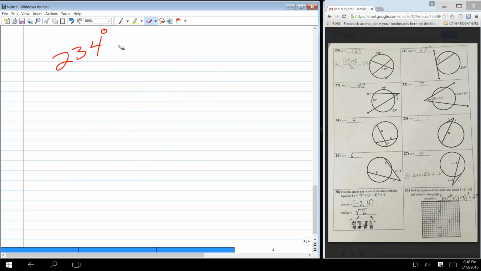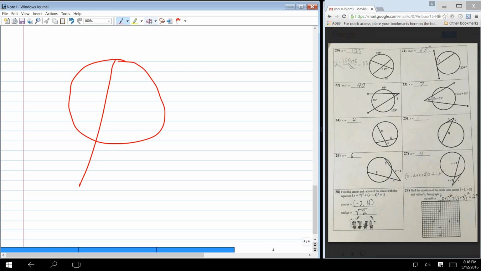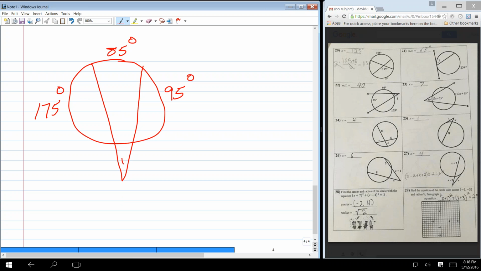All right. Each one of these problems is different. That's what I like about this. Okay, so let's look at the angle problem where the intersection takes place outside the circle. This one we're trying to solve for angle 1. They give us 95 degrees, 85 degrees, and 175 degrees. So angle 1 equals what?